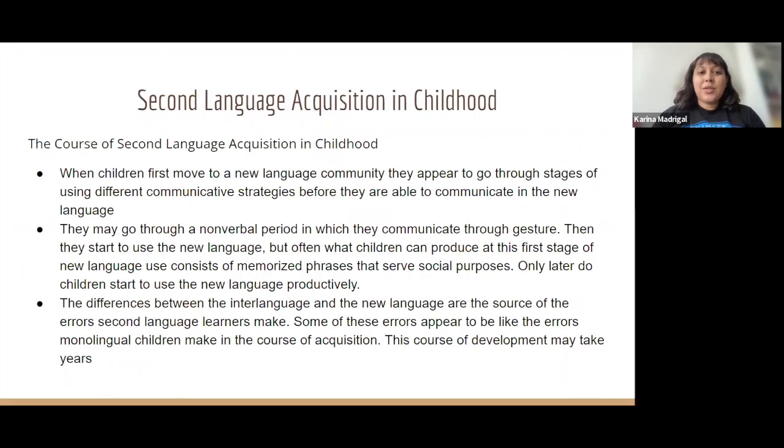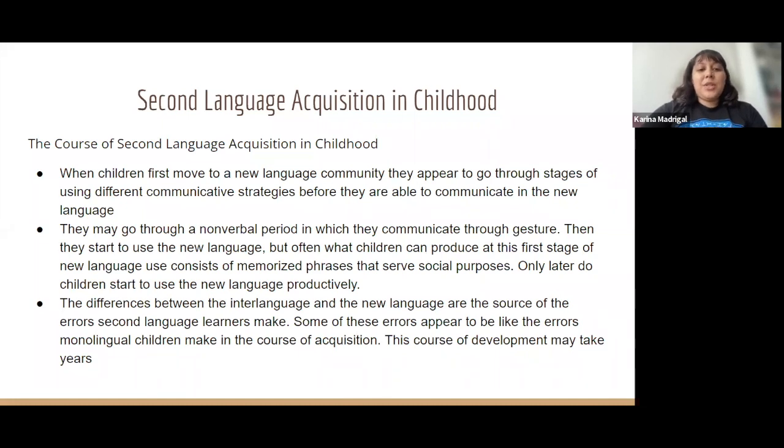So we're going to dive into second language acquisition in childhood. We're going to start with the course of second language acquisition in childhood. It's when children first move to a new language community. They appear to go through stages of using different communicative strategies before they are able to communicate in the new language. They may go through a nonverbal period in which they communicate through gesture. Then they start to use the new language, but often what children can produce at this first stage of new language use consists of memorized phrases that serve social purposes. Only later do children start to use the new language productively.